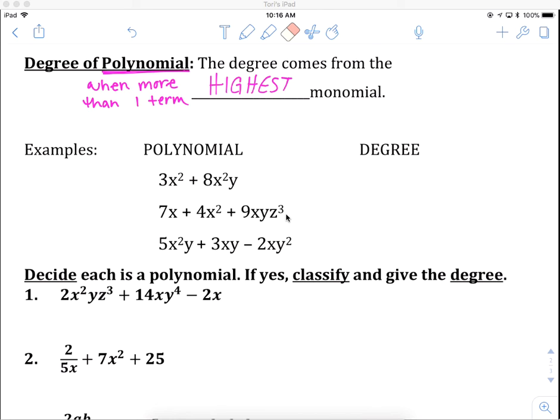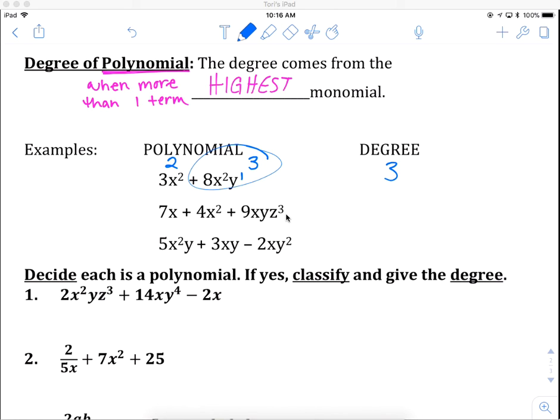The way that looks is if we look at the first term, only this one, 3x squared. Its degree is 2. That's the only exponent. For the second one, it has a 2 and a 1, so its degree is going to be 3. Which one of those numbers is higher? This one. So my degree is 3. Hopefully that makes sense. We're finding each individual degree and then just choosing the highest number.